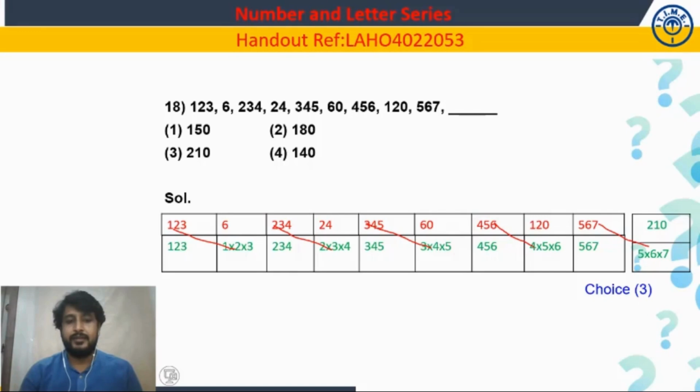Product of the digits in the given number is considered as the next number. 120: 1 into 2 into 3, 6. 2 into 3 into 4, 24. 3 into 4 into 5, 60. 4 into 5 into 6, 120. 5 into 6 into 7, 210. And it is choice 3. Okay.